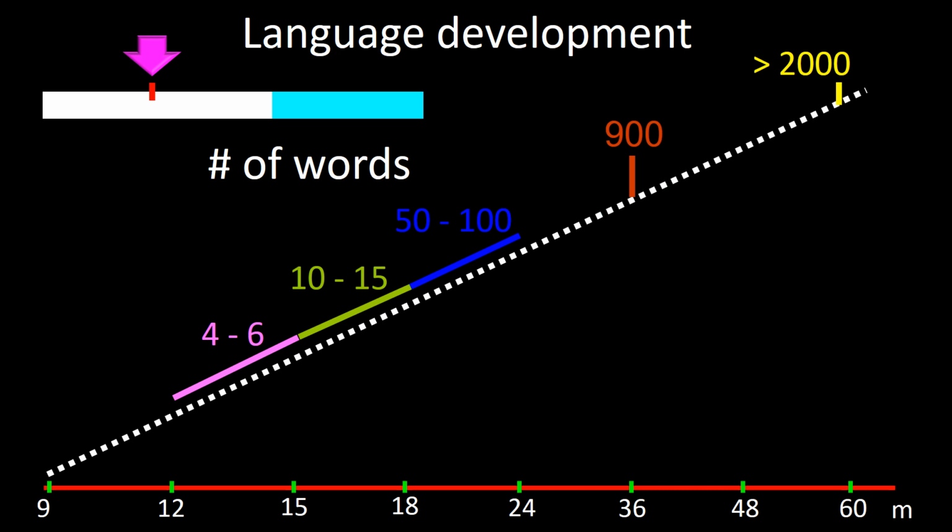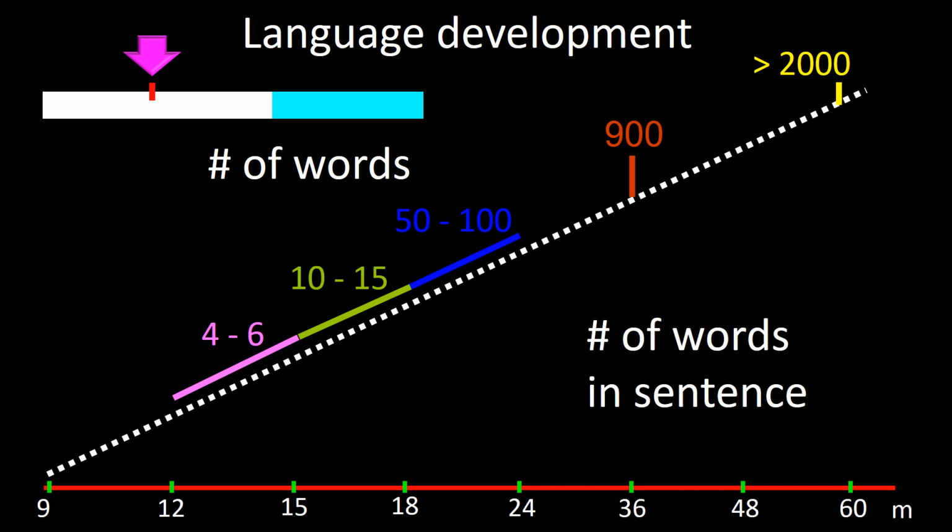Another aspect of language development we should consider is the number of words in a sentence spoken by children at different ages. This is easy to remember. As you can see in this frame, 2-word sentences are used by 2 years, 3 by 3 years, 4 by 4 years, and 5 by 5 years.